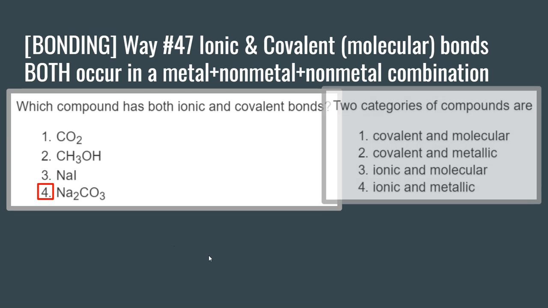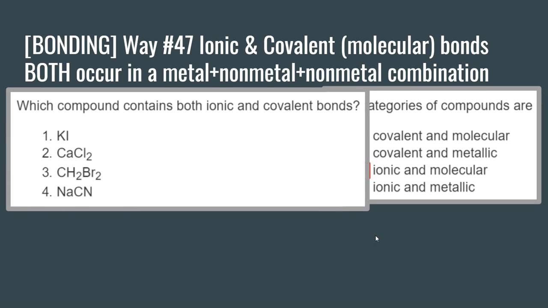Let's try another problem. Two categories of compounds are, for this you should be thinking about the major types of bonds that we've studied so far and think about what the correct answer is. If you chose 3, you got it correct. Ionic and molecular. You know that molecular refers to covalent compounds. These are the two major categories of bonds that we studied, and therefore the two major compounds that we'll talk about. Therefore, answer choice 3 is correct.